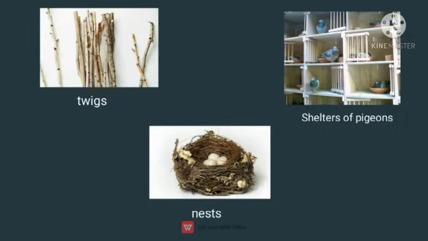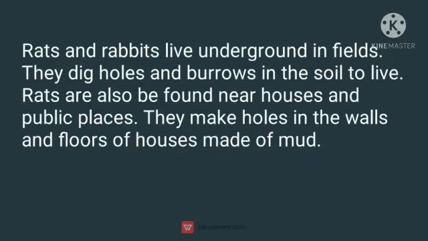See the first picture, it is twigs. What do twigs mean? Small branches or sticks. They are called twigs and are used to make the nest. The second picture is of a nest. It is made of grass, threads, twigs and so on. And the third picture is of the shelter of the pigeon.